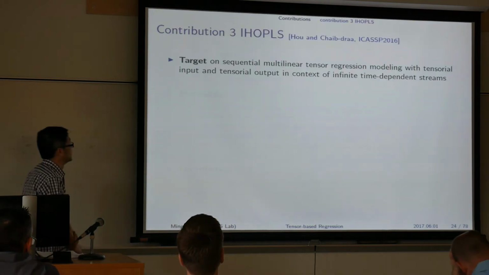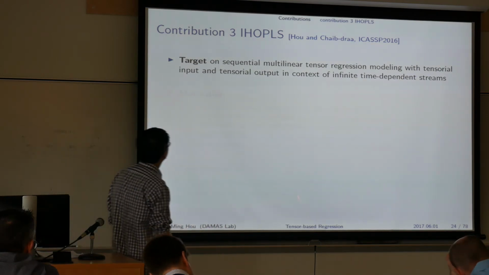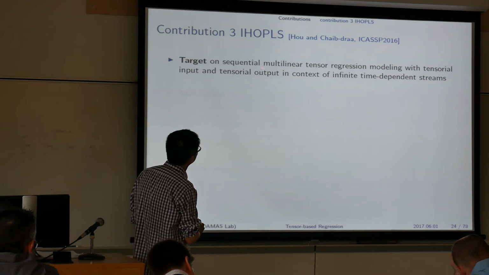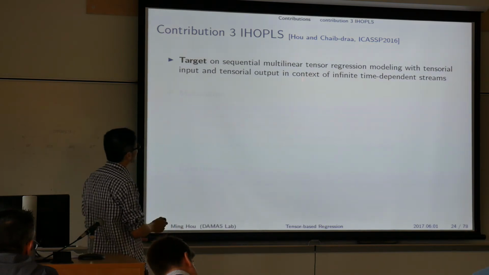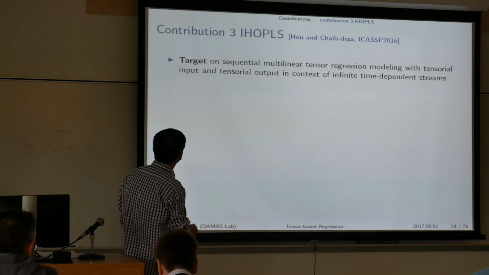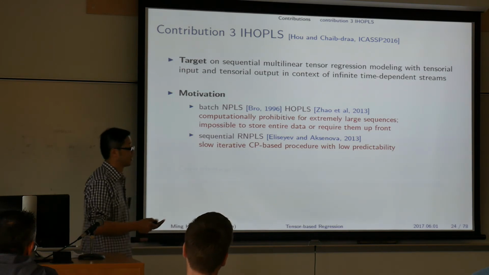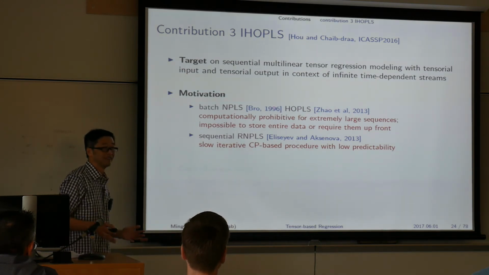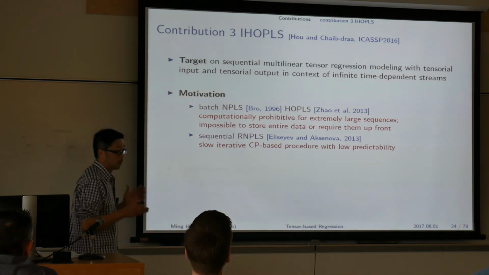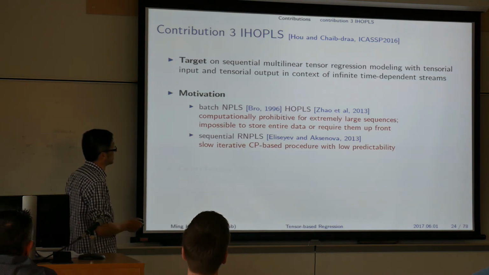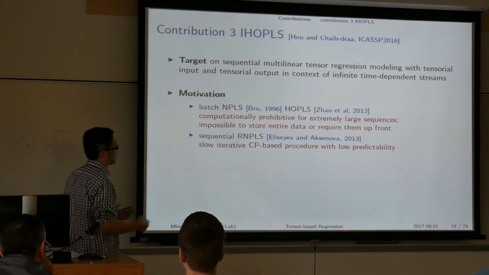So our third contribution is called IHPRS. This work is published at ICASSP 2016, and is focused on sequential multilinear tensor regression with both tensorial input and tensorial output in the context of infinite dynamic tensor streams. In this context, we notice that although we can apply batch methods like NPRS, HOPRS to all the data each time a new data pair arrives, they will quickly become computationally prohibitive for extremely large sequences. And it is also impossible to store all the data or require them upfront.